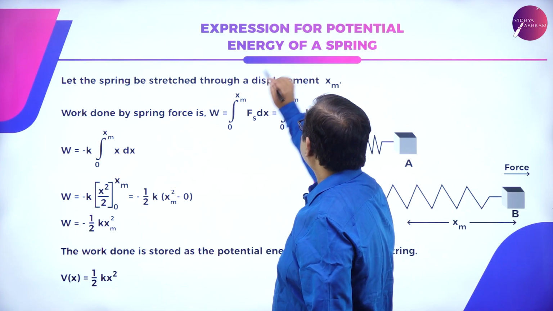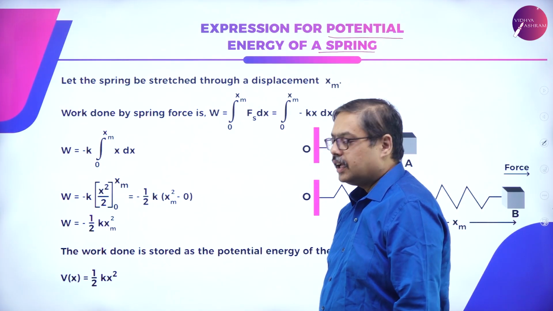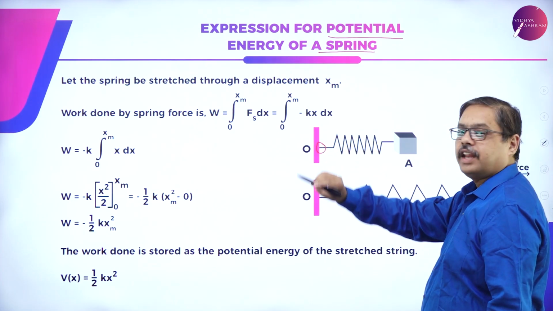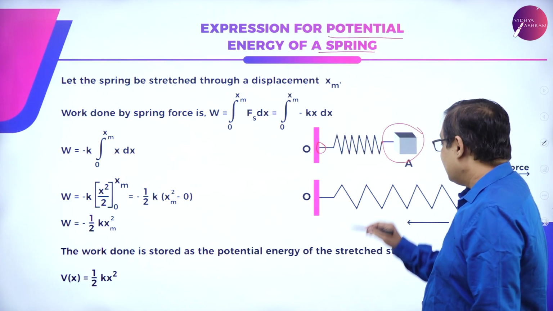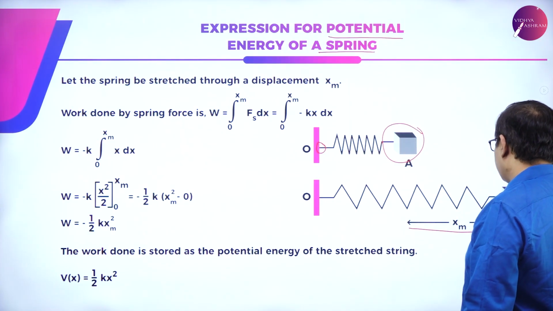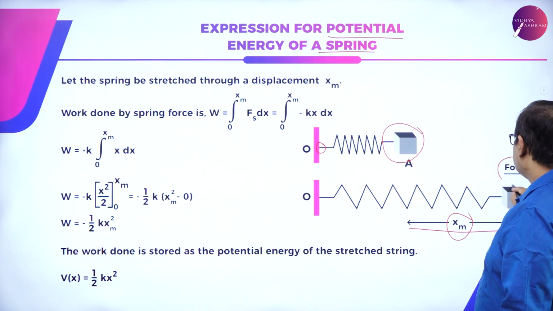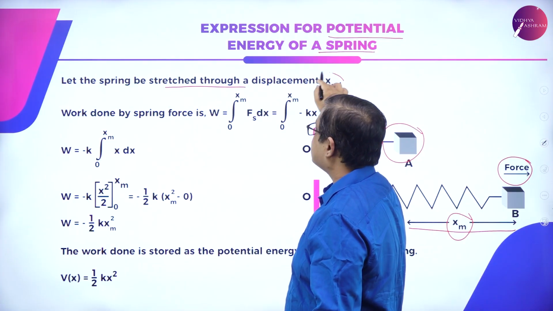Now let us check the expression for potential energy of a spring. A spring is attached to a rigid body at one end and is attached to an object at the other end. Let the spring be stretched through a distance of xm using the force. Now let the spring be stretched through a displacement xm.